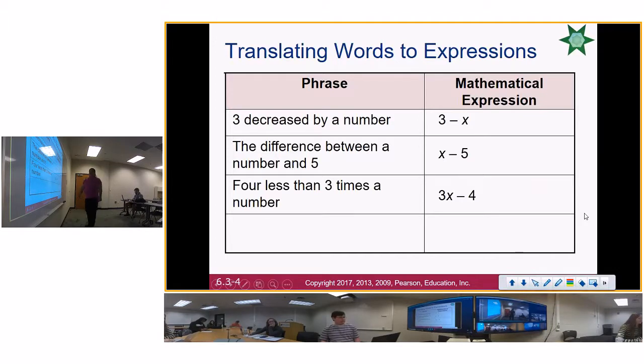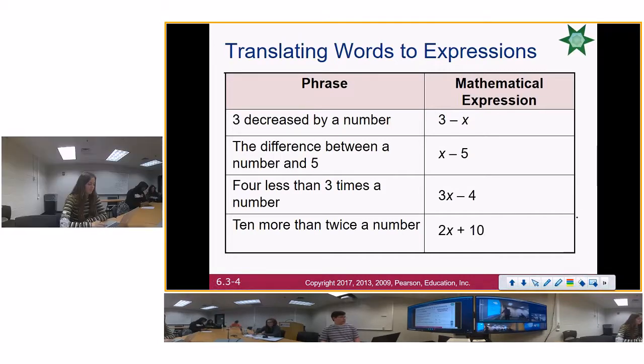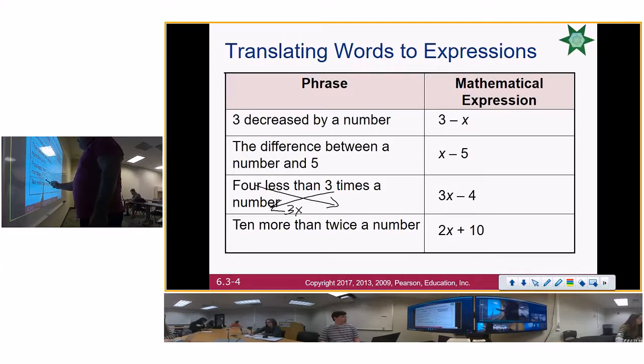Okay, decrease by, you just go along with it. Less than, there's that less than again. So let's use the crisscross. Here's the crisscross: 3 times, minus 4. Again, whenever you see the less than, you always do the crisscross. I've said that at least how many times now? 7 times?